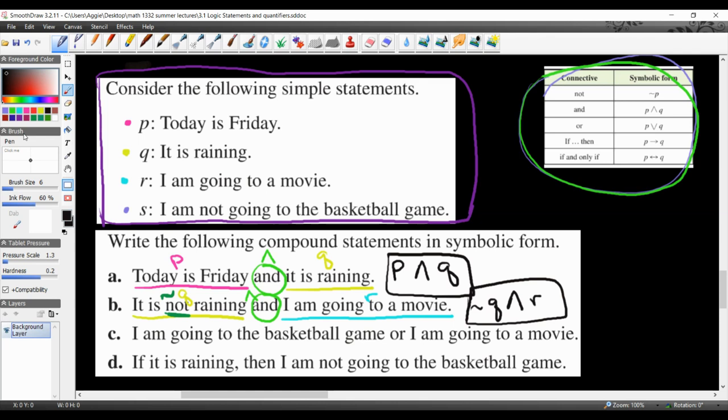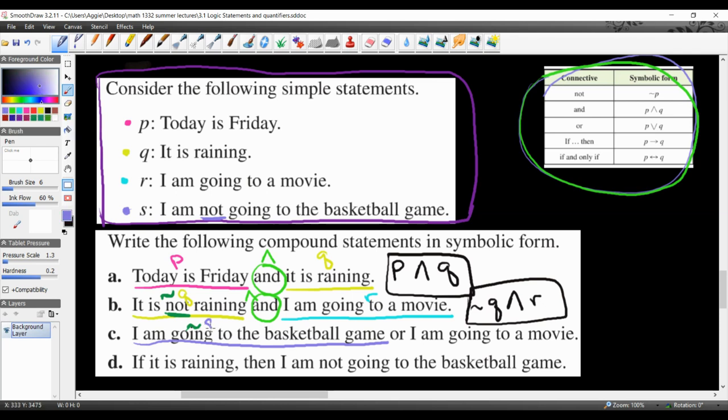So I'm going to the basketball game. Let's see, that has to do with letter S. But notice that our original has the word not. So if this one is going to the basketball game, we have to negate it. We have to do the opposite. So we're going to have not S.